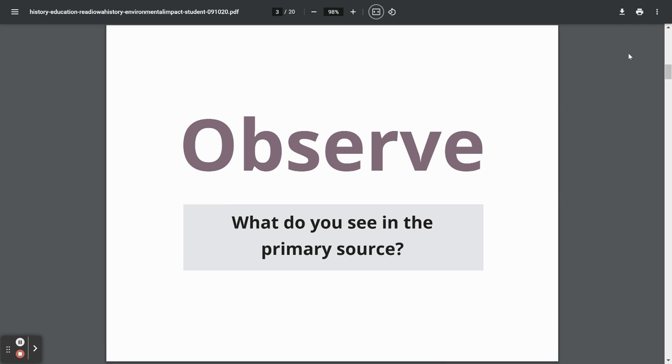The next step is to observe. When we observe, we look closely at something. So the question here is, what do you see in the primary source? You want to look for all the details you can find, even if you don't think it's important right away. It may end up being something important later. So we want to look for those details and really understand what is happening within our source of information, whether that be an article, a book, a video, or a picture.